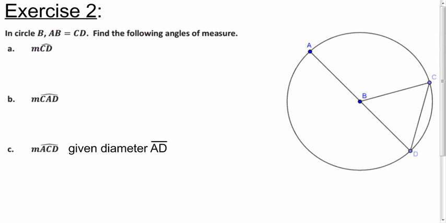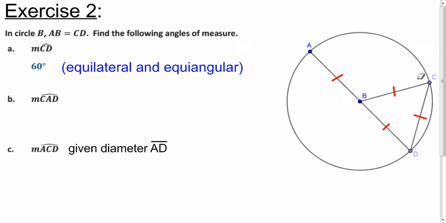Okay, one more example to try on your own, and then I'll show you my solution. So they give us that AB equals CD. And what else do we know about AB? What's special about it? It's a radius. So all of these are the same. So for arc CD, the corresponding central angle is an angle in an equilateral triangle. So we know it has to equal 60 degrees.